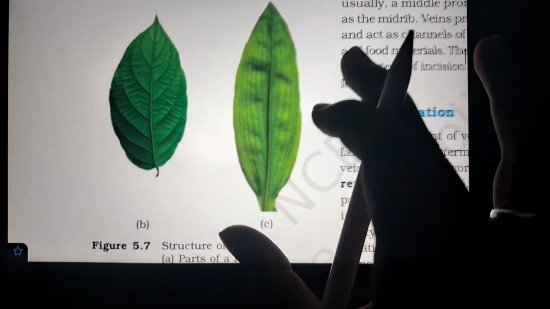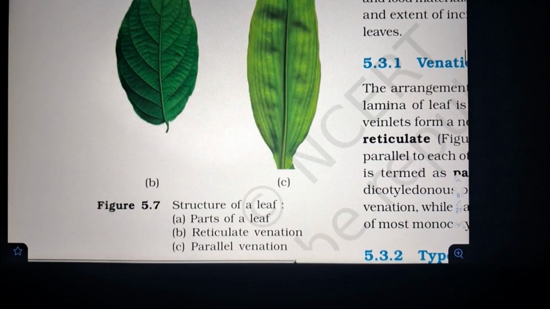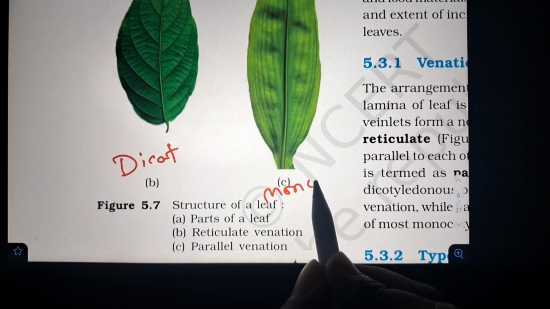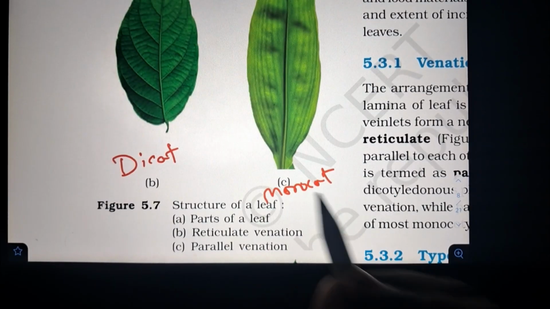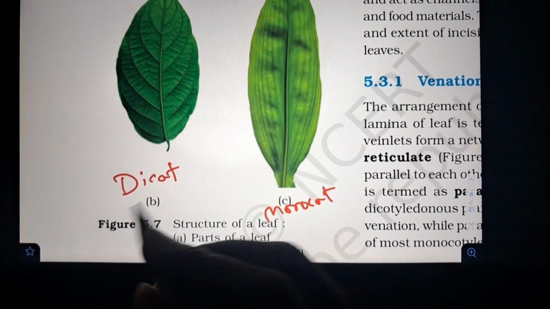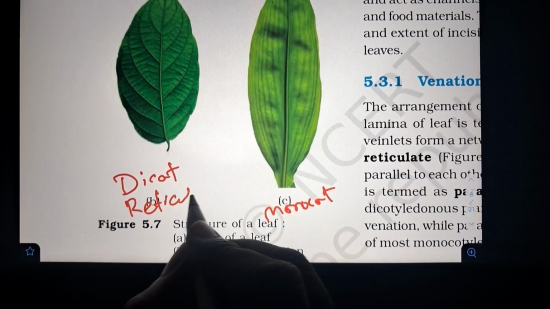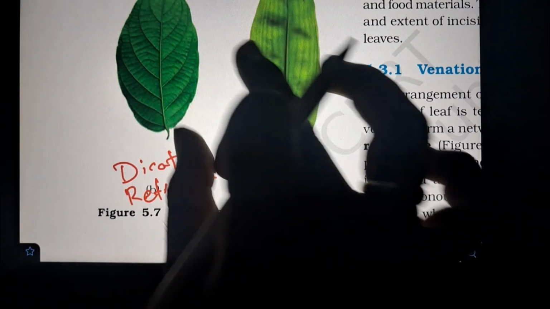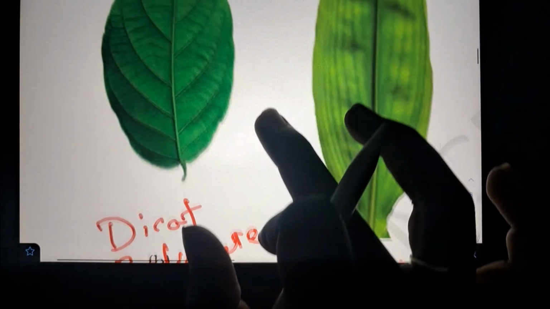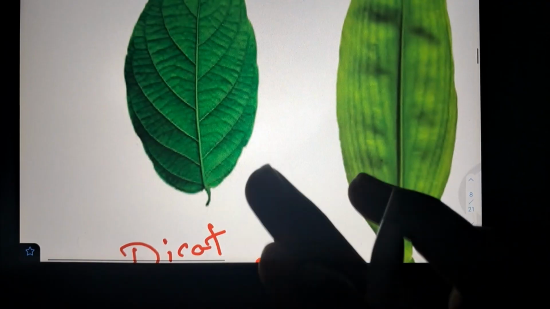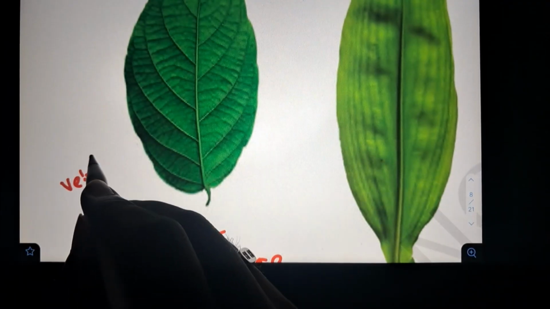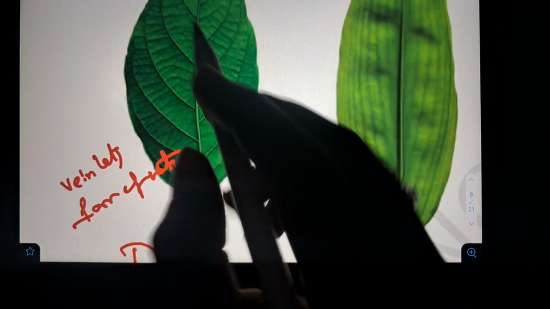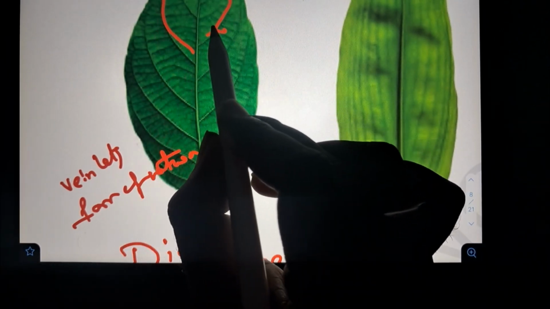Very simple. There are two types of plants, as we know: dicot and monocot. Dicot is represented by reticulate venation, while monocot has parallel venation. How do we differentiate between the reticulate and the parallel one? In reticulate, the veinlets form a network.